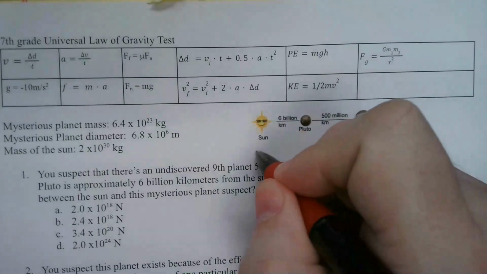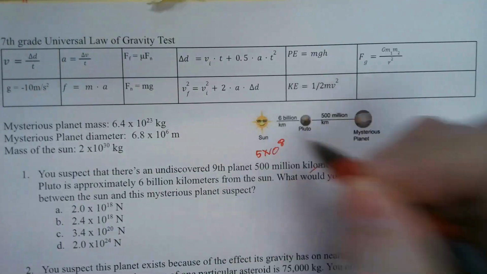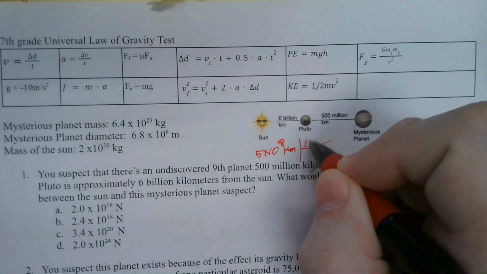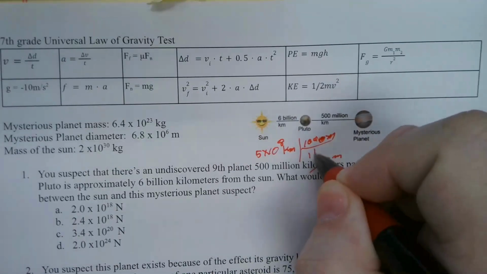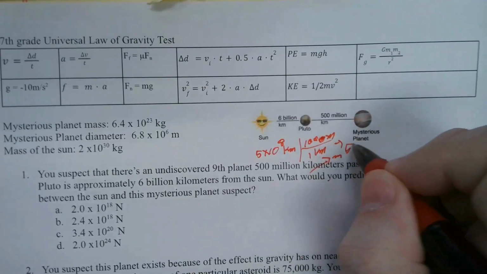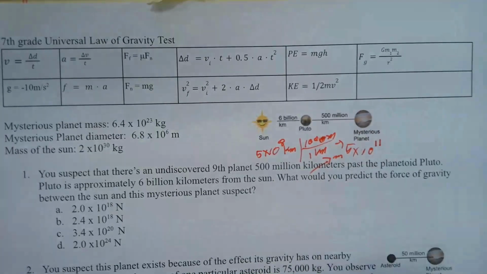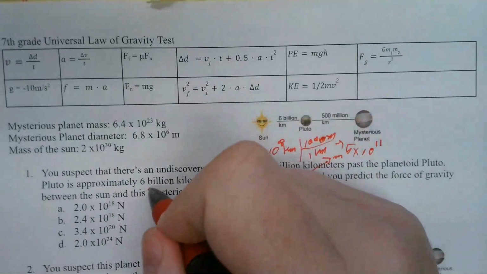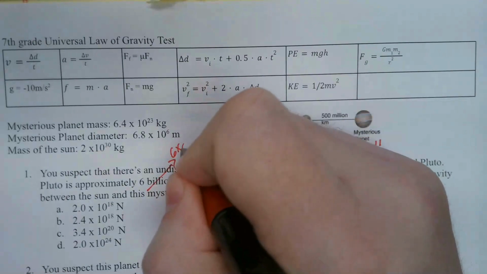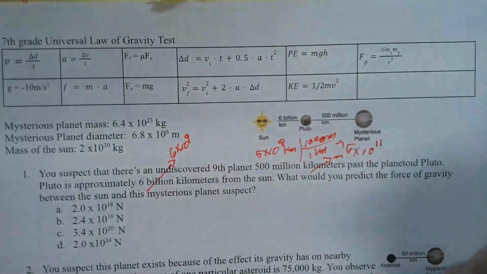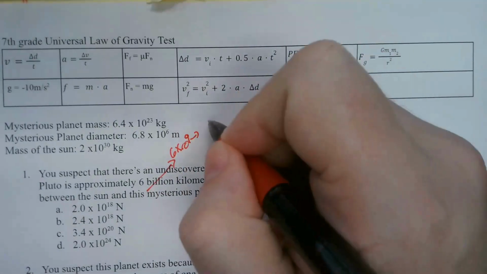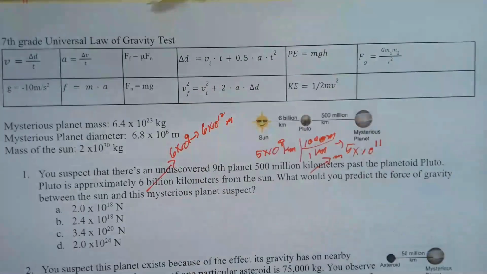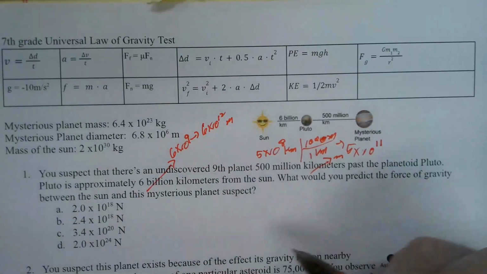So 500 million is 5 times 10 to the 8th, and this is in kilometers. To convert from kilometers to meters, that's 1,000 meters to 1 kilometer, which is 5 times 10 to the 11th. Okay. Past the planetoid Pluto, and Pluto is approximately 6 billion. 6 billion is 6 times 10 to the 9th, and that is kilometers, so times 10 to the 12th. That's meters. What would you predict the force of gravity between the sun and the mysterious planet?